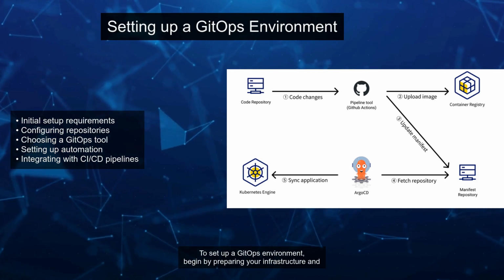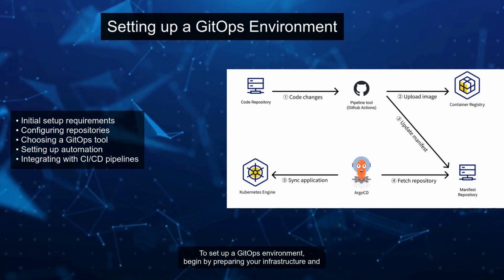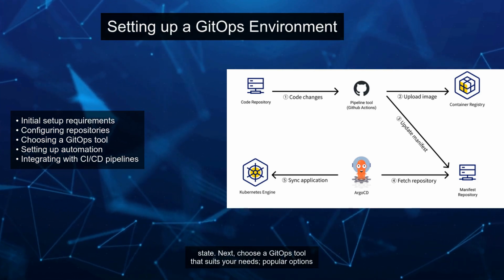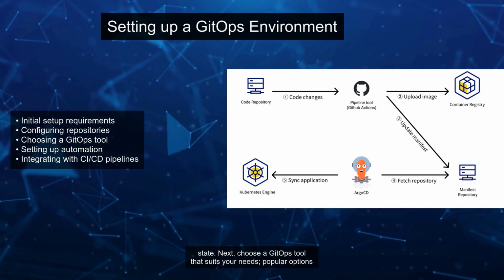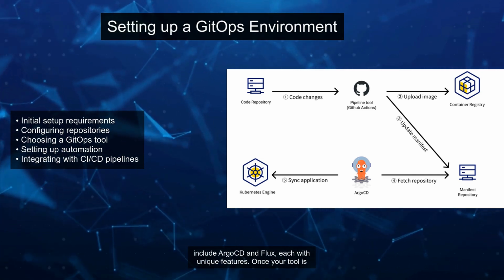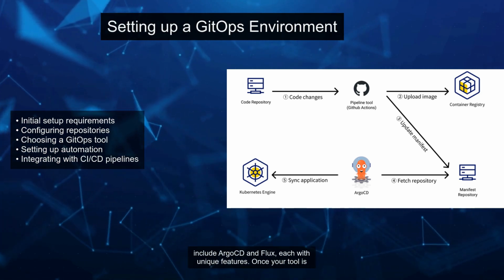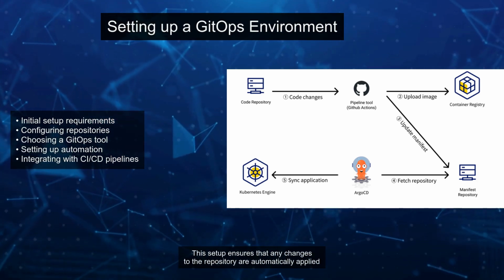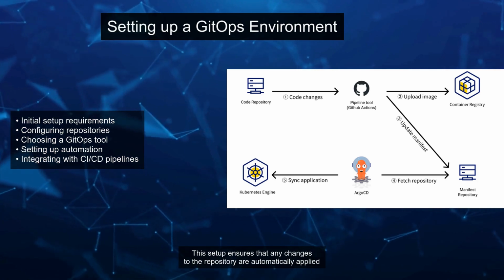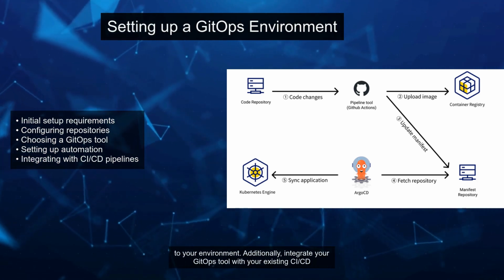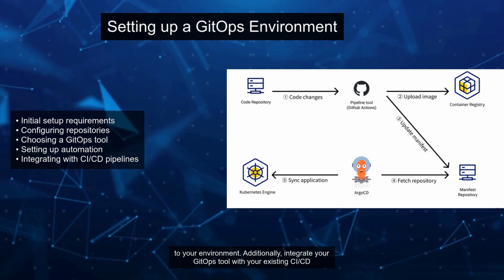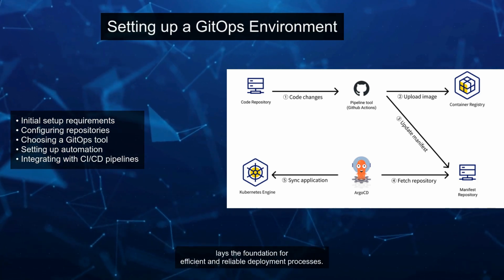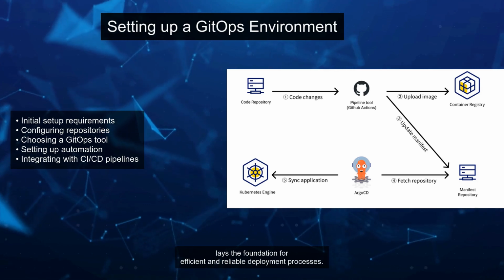To set up a GitOps environment, begin by preparing your infrastructure and application repositories. These repositories should contain declarative configurations of your desired system state. Next, choose a GitOps tool that suits your needs. Popular options include Argo CD and Flux, each with unique features. Once your tool is selected, configure it to monitor your repositories and automate the deployment process. This setup ensures that any changes to the repository are automatically applied to your environment. Additionally, integrate your GitOps tool with your existing CI/CD pipeline to streamline the entire workflow. Proper setup of a GitOps environment lays the foundation for efficient and reliable deployment processes.